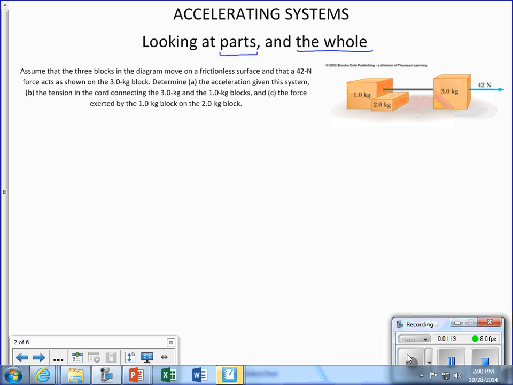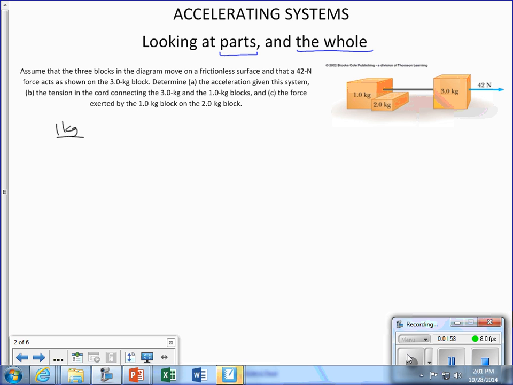Here's an example with three masses being accelerated by that 42 Newton force that acts to the right. They're objects of differing masses, a rope between this 3 kilogram mass and a 1 kilogram mass. So what we're going to start with is looking at free body diagrams for 4 different things. First, mass 1. The 1 kilogram mass. Let's look at that.